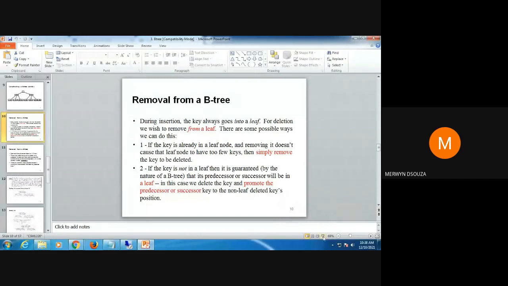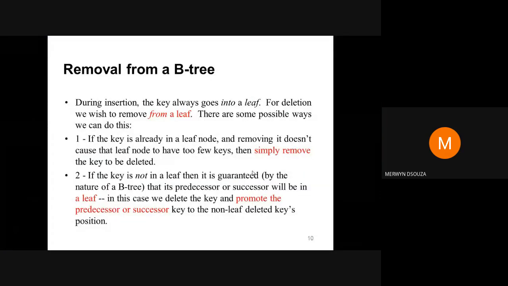So students, in this video you are going to study how to delete from a B tree. Like we have discussed in the previous lecture, during insertion the key is always inserted into the leaf. So for deletion also we always do the removal from a leaf. Please remember, we always delete from a leaf node.